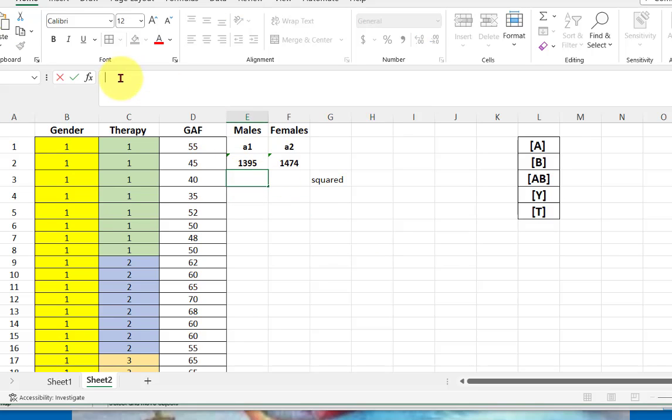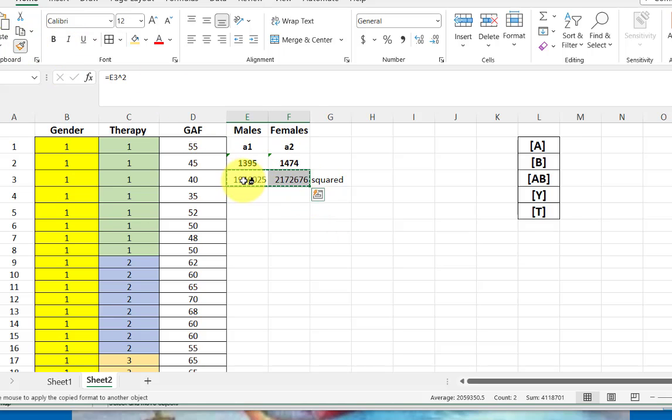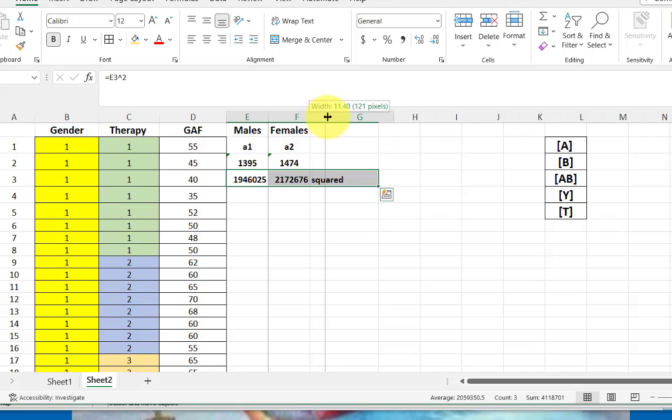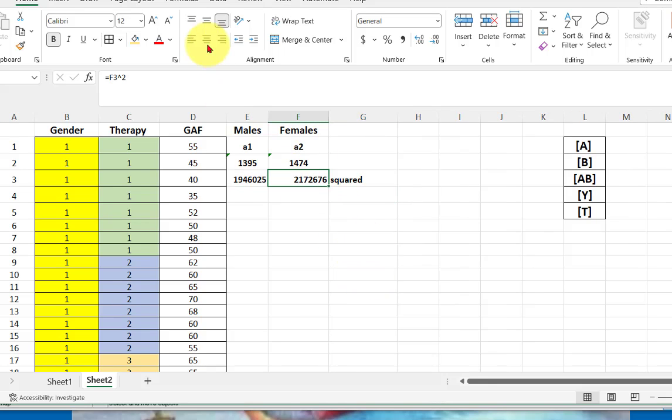So I'm going to go to equal sign. I want that cell to the second power equals. So there's that one squared, and here's this one squared. And again, I'm just going to make them pretty so we can see them. Okay, so there's our squared. Now I think we need to sum them up.